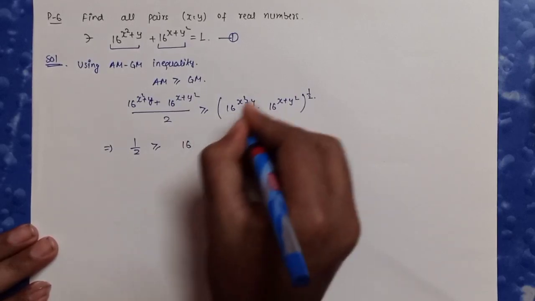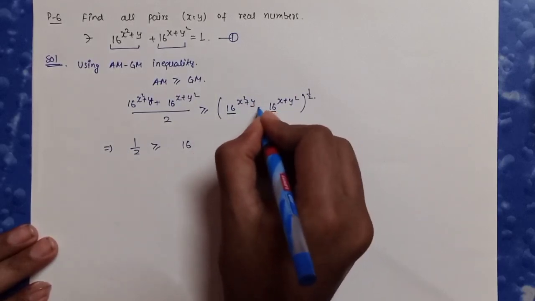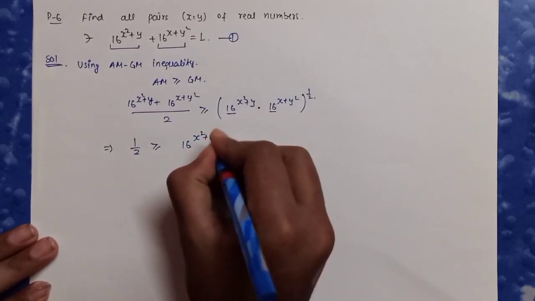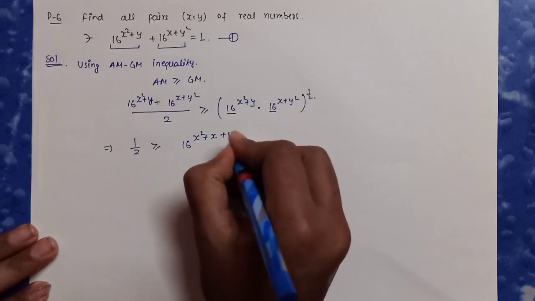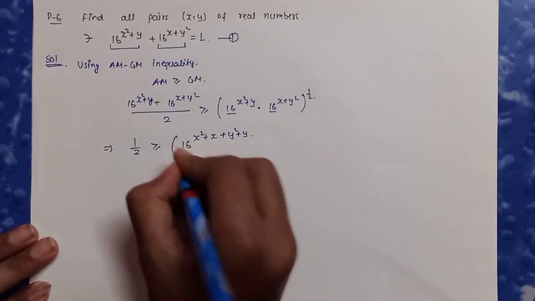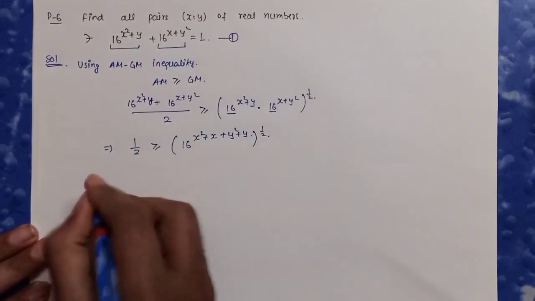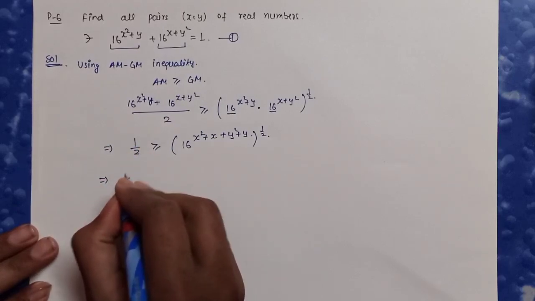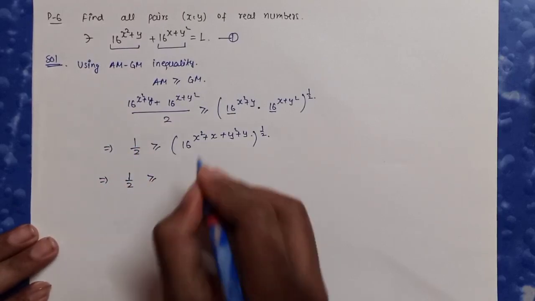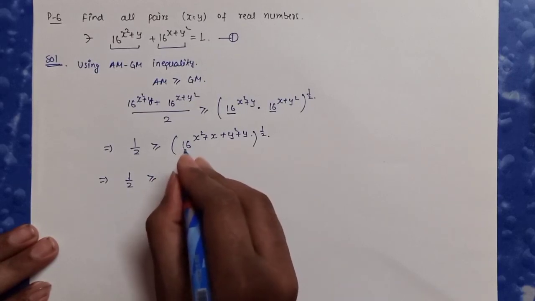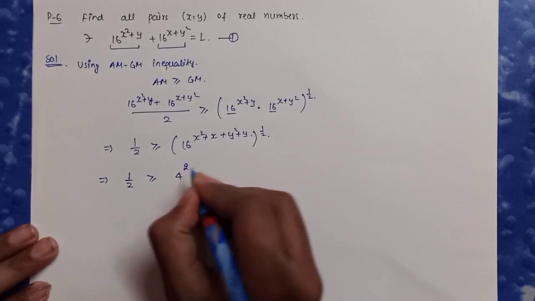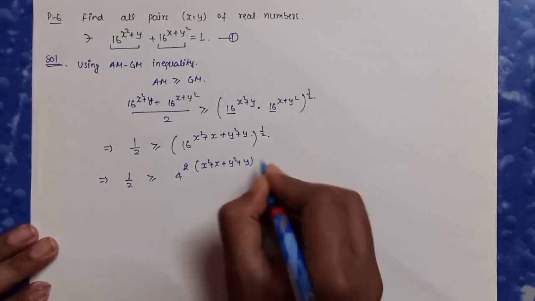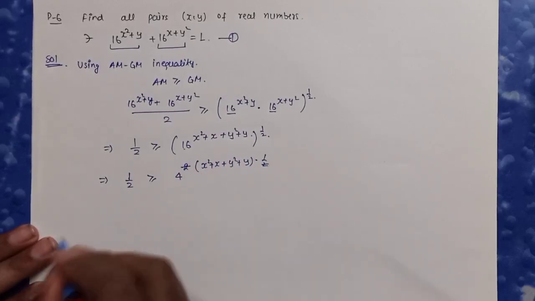here, because the base is the same and both the terms are in a product, we can add the exponents: x square plus x plus y square plus y, now raised to the power half. Let's leave 1 by 2 as it is right now, and here we can solve. 16 can be written as 4 raised to the power 2, multiplied by x square plus x plus y square plus y, multiplied by half. This 2 will get cancelled out.